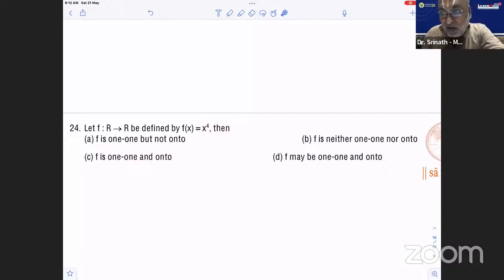So therefore, this function is not 1-1. This function is not onto. So I think I leave it to you. What is the answer? That means f is neither 1-1 nor onto. The answer B is correct for this. It's a very simple question. Let us not spend more time on this.